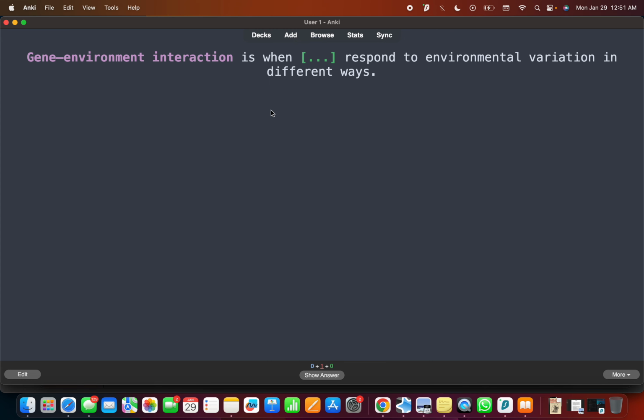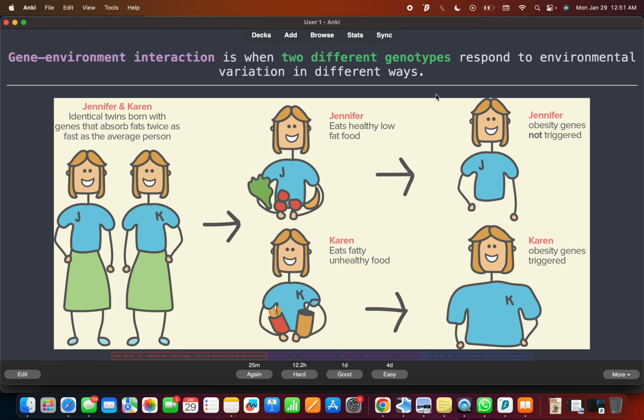Gene environment interaction is when what responds to environmental variation in different ways? It's when two different genotypes respond differently to different environments.